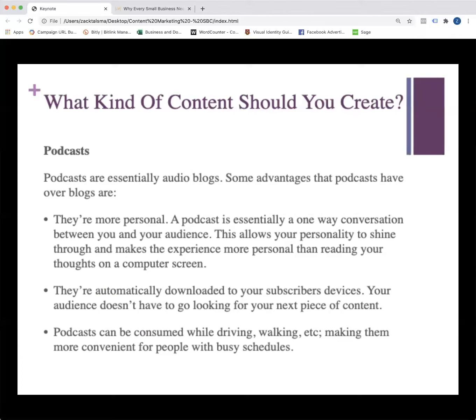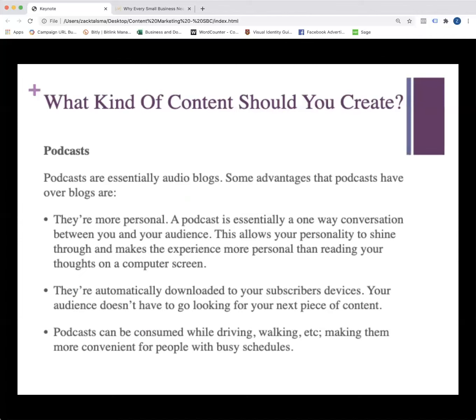From a more practical standpoint, podcasts are also automatically downloaded to your subscribers, so they don't have to go looking for your content. It gets put on their device automatically. So if you have a weekly blog, and you publish a piece of content once a week onto your website, it's up to the consumer to go and find that. Whereas if you put out a podcast every week, it's going to automatically go to their device. They'll see it and they'll play it if they like the podcast.